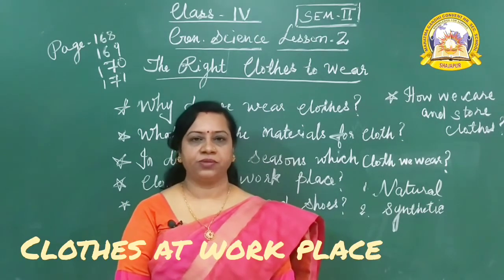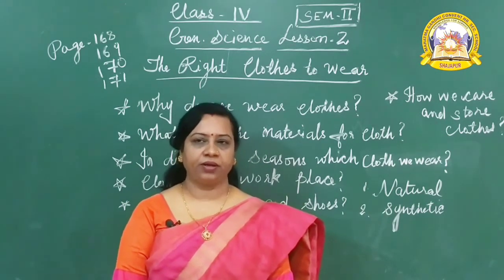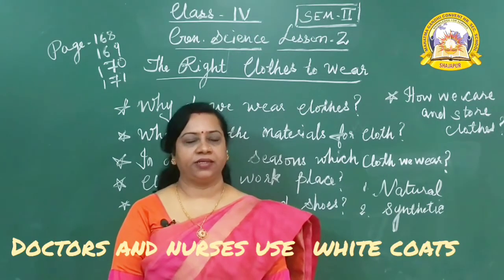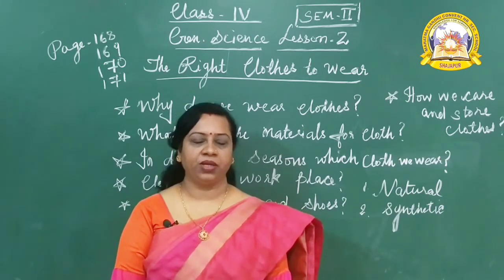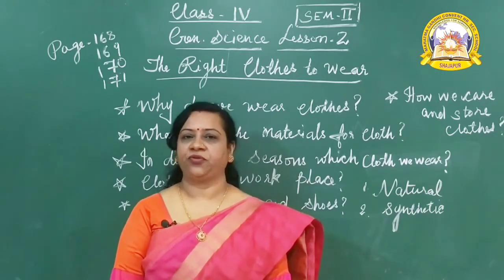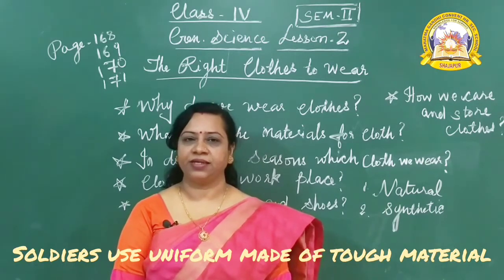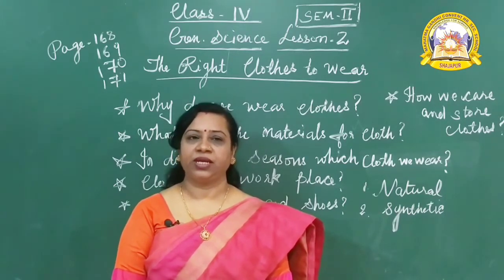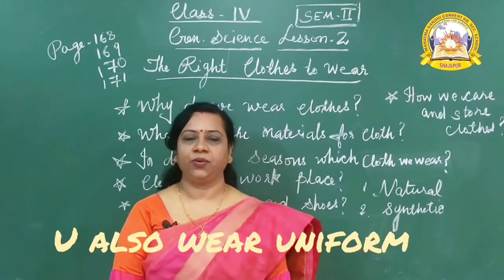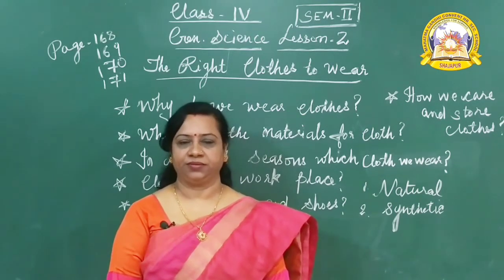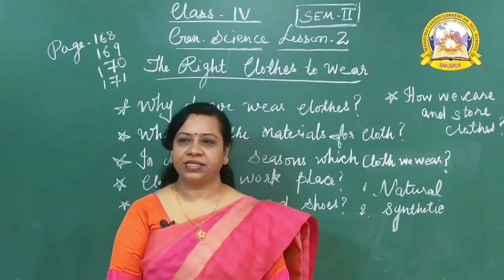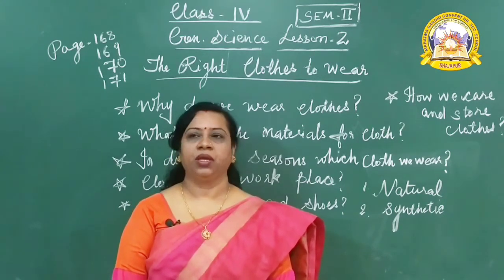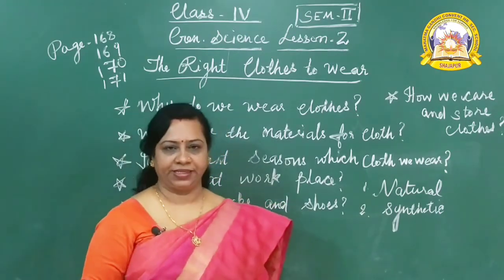Then clothes at workplace. There are different types of uniforms for different persons, wherever they are working, such as doctors and nurses use a white coat, and postmen use a different type of uniform. Soldiers wear uniforms made from tough material. Why? What's the reason behind this? So that it does not tear easily. You have a uniform so that you can be recognized as being of the same school, that you are a student of this particular school. Policemen, when we see them in their uniform, everybody comes to know that they are policemen.